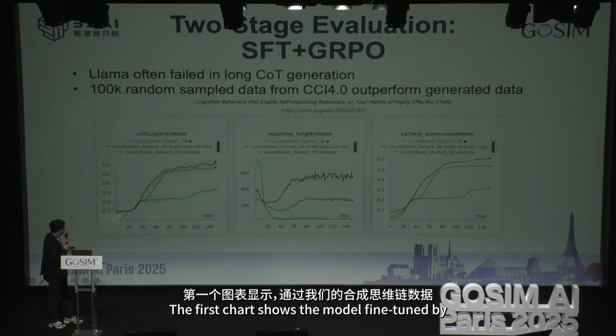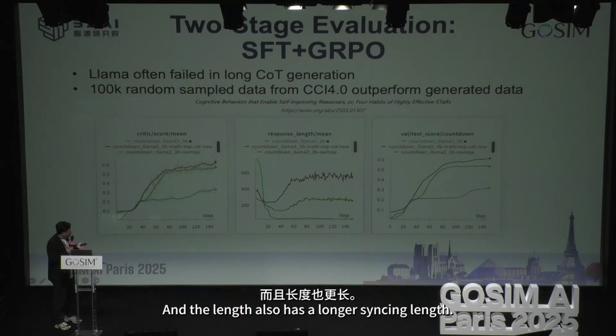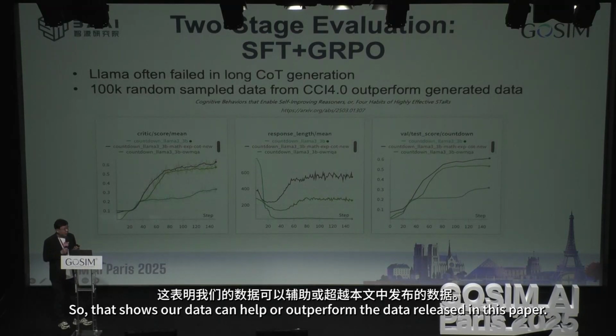The first chart shows the model fine-tuned by our synthetic COT data can achieve higher mean accuracy. And it also has a longer thinking length. And the score on the counting down task also achieves a higher accuracy. So that shows our data can help or outperform the data released in this paper.